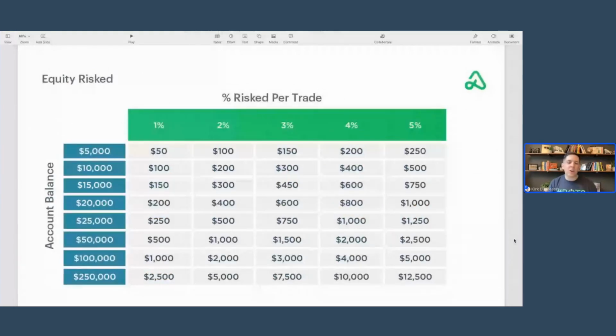You can take a screenshot of this chart, but the way that you can calculate this and do it for your portfolio is you can find what your portfolio account balance is, right? And then you can find your risk per trade. And when we say trade, we mean ticker.